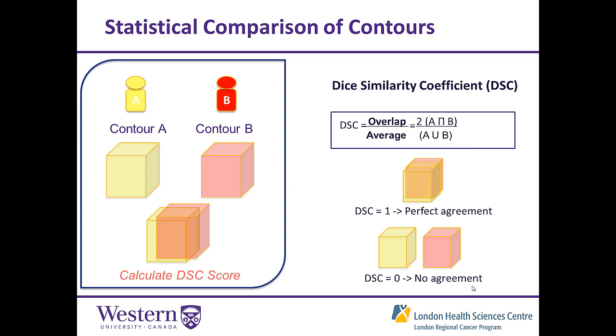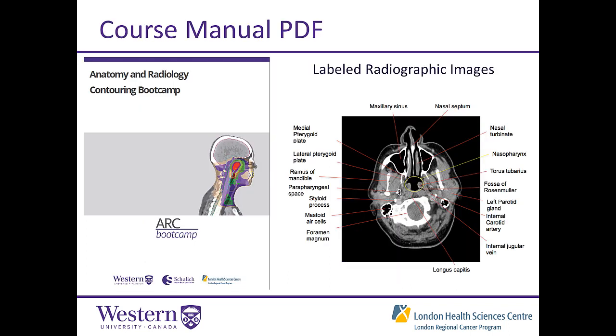Don't aim for a DICE score of 1, that is pretty much impossible. Even if you were to contour a circle twice and compare your two circles, you wouldn't get a DICE score of 1. Generally, a score of 0.7 or 0.8 is good agreement. You'll also be receiving a course manual PDF, which includes annotated radiologic and anatomic images like the one that you see here.